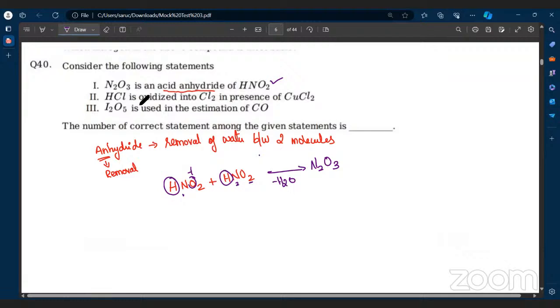Now, HCl is oxidized into Cl2 in presence of CuCl2. So when HCl is oxidized in presence of CuCl2, will it give Cl2? It means that 2HCl should react with CuCl2 to form Cl2. That means HCl is oxidized into Cl2. We know that removal of hydrogen is oxidation. Yes, removal of hydrogen is oxidation. So here what happens, it forms Cl2.